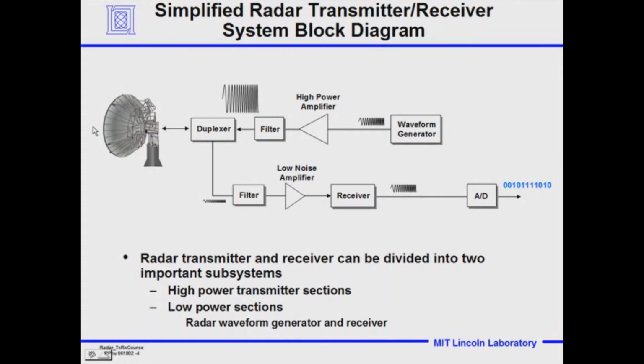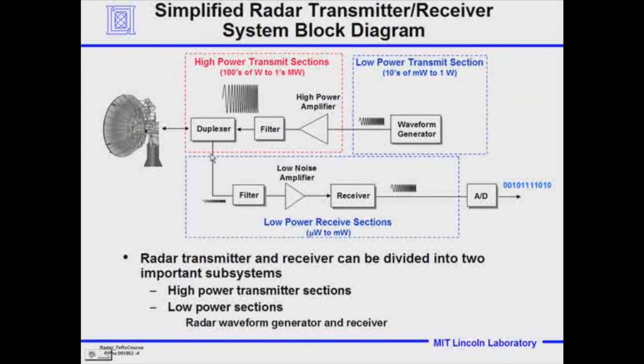And then out through the transmitter, the echo comes back where it's filtered, and then we amplify the signal, send it into the receiver, and then we digitize it into a signal that we can process and detect the echoes of the targets. The radar transmitters and receivers can be divided into these two important subsections: the high power transmitter section and the low power section. The low power section is, of course, the receiver, because the echoes coming back are very weak.